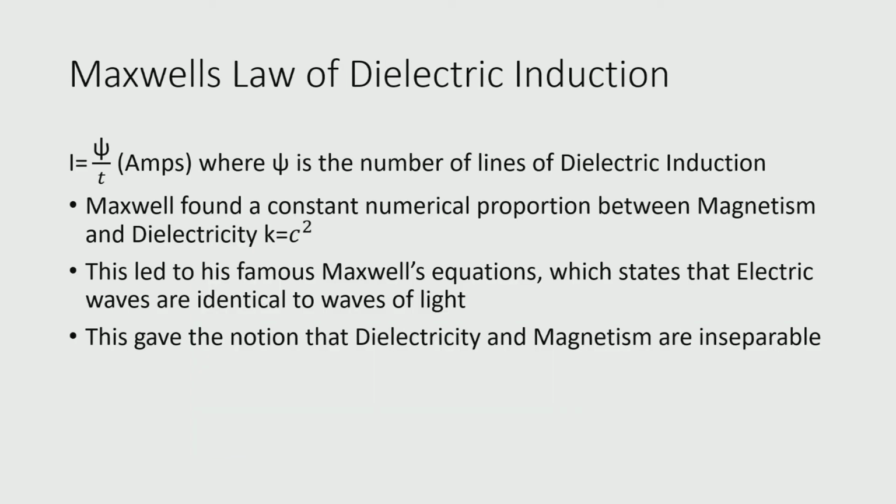So Maxwell actually came up with the only good thing he ever did, which was figure out the law of dielectric induction, where we have the same sort of deal. So we have the Greek letter psi over T, and psi is again the number of lines of the dielectric induction. And the reason why Maxwell is a rat, unknowingly, he didn't mean to be a rat, but he is, because he found a numerical proportion between magnetism and dielectricity, and this is going to be K equals C squared. So this led him to his famous Maxwell's equations that we all learned in electromagnetics, and he was saying that electric waves are identical to waves of light, therefore dielectricity and magnetism are inseparable.